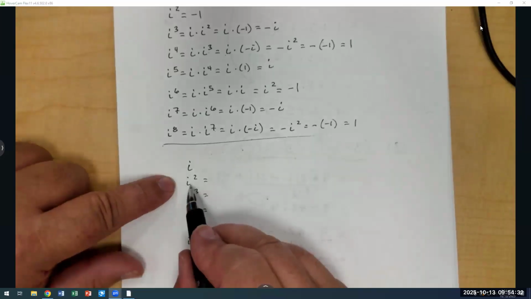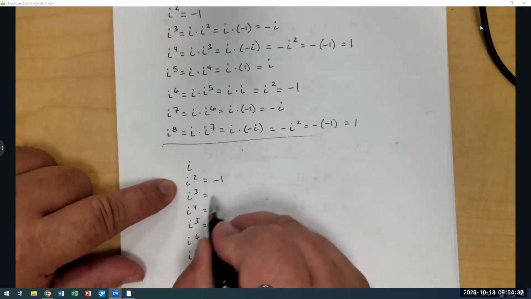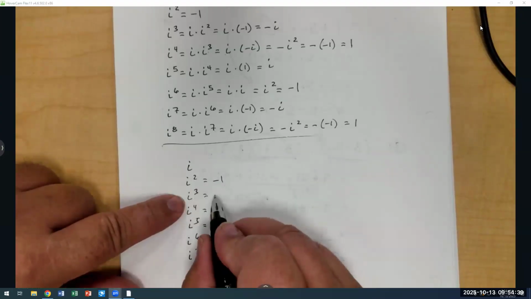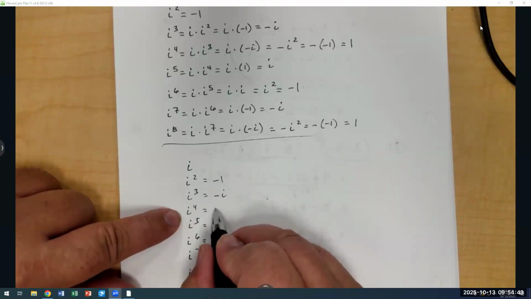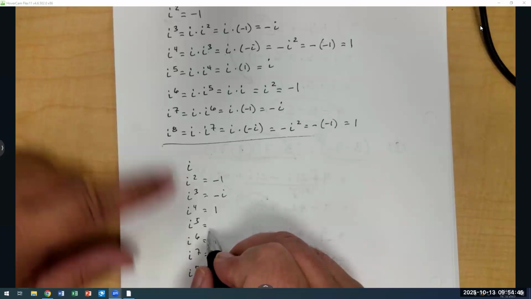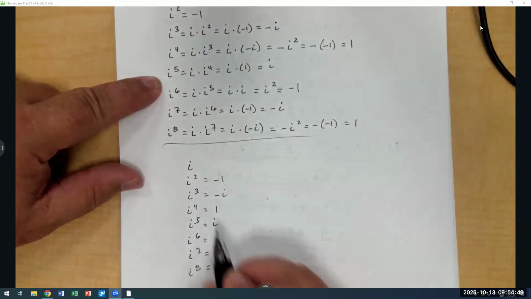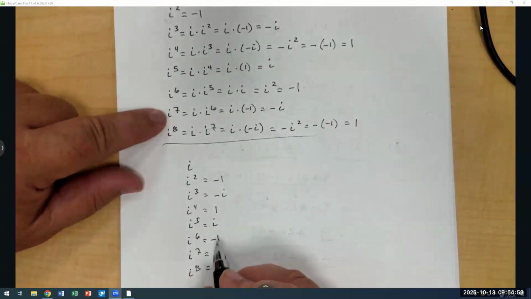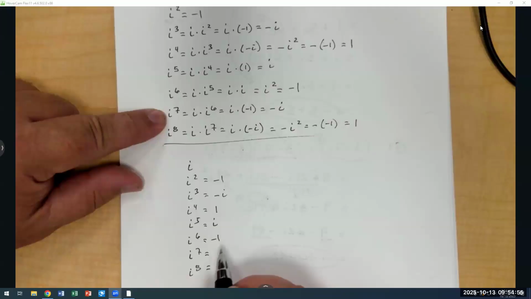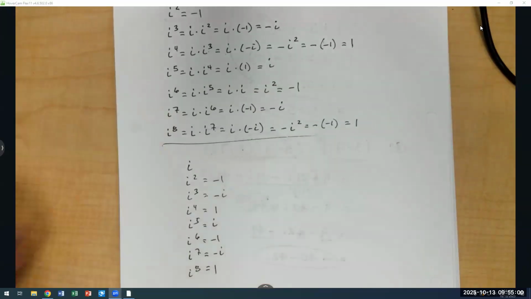So from our list, what does i squared equal? -1. What does i cubed equal? -i. What does i to the 4th equal? 1. Then we go up here. i to the 5th is i. i to the 6th is -1. i to the 7th is -i. And i to the 8th is 1.